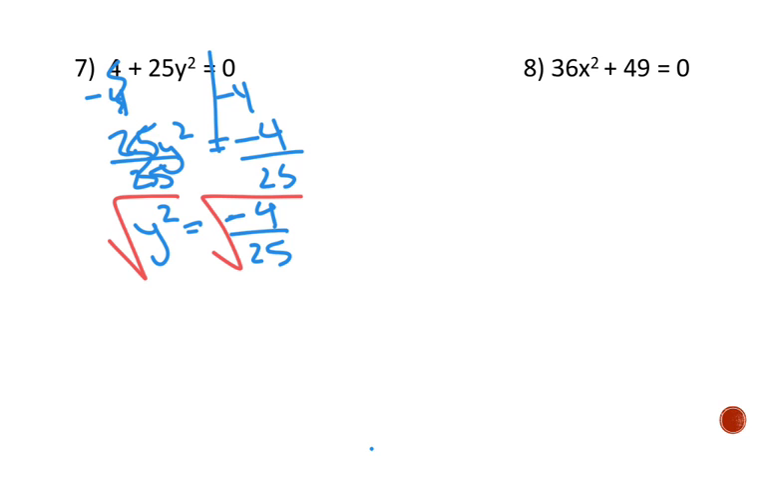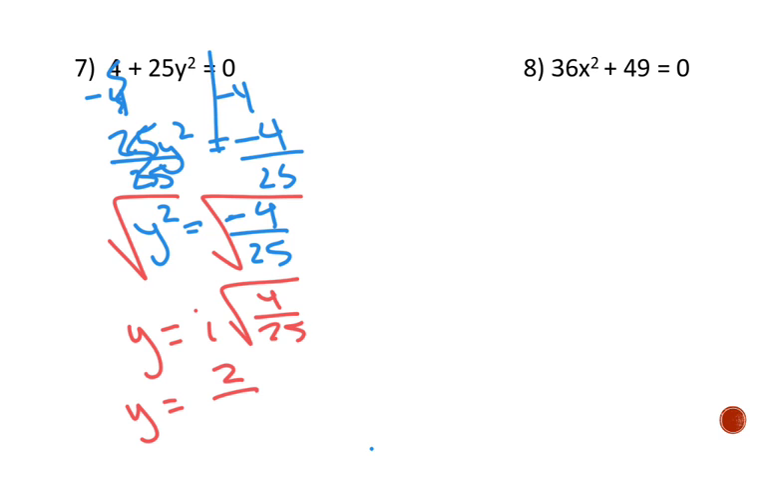So the square root of y squared is y. Now notice this is a negative, so once again we can't take the square root of a negative. So that's our i, and then this will become positive 4 over 25. That we can take the square root of. So y equals, take the square root of the numerator, which is 4. So square root of 4 is 2. Square root of 25 is 5 with our plus or minus out front, and then we'll just carry our i down beside it.